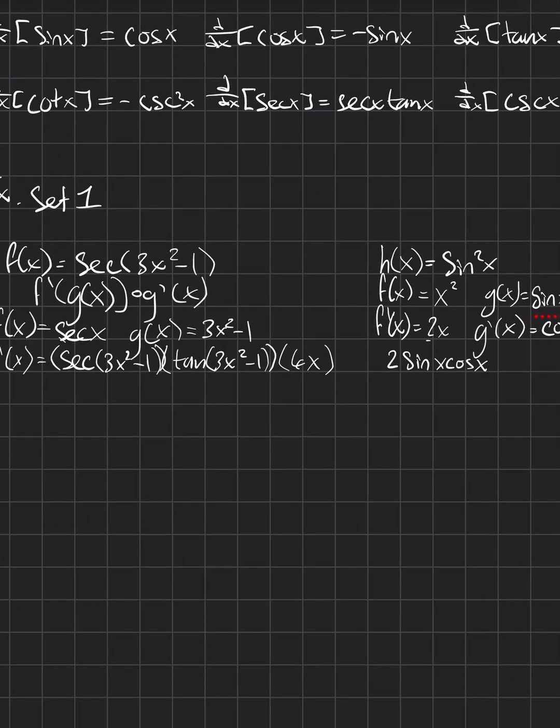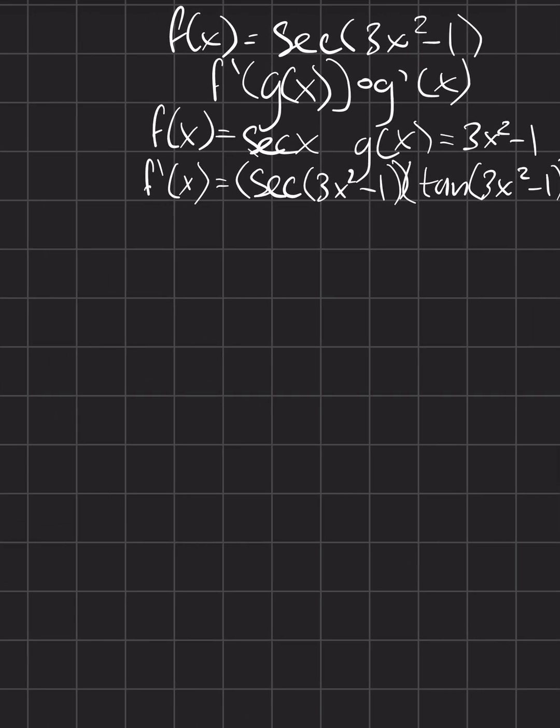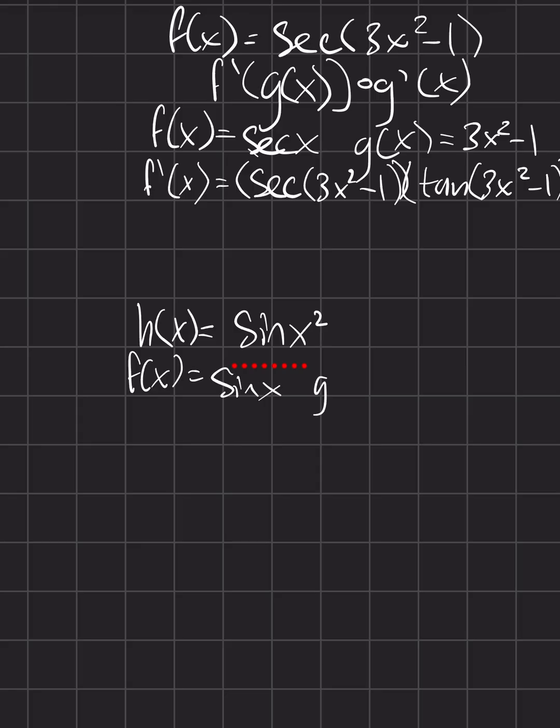Now, let's get into another one that's very similar, but a little bit different. So let's say h of x is going to be sine of x squared, not sine squared x. So it's a little different. Our f of x is now going to be sine x, and our g of x is going to be x squared. Because if we have our base sine function and we replace the x here with our g of x, we're going to get sine of x squared.